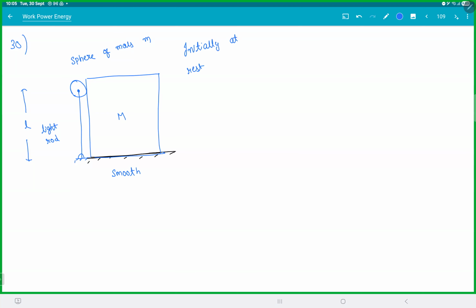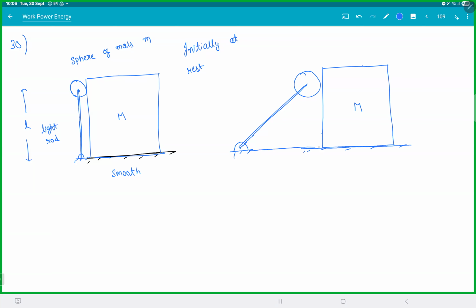Then what will happen? The spear will start falling down. The picture becomes like this. The spear will start rotating. And in this process of rotating, it will also push the block forward. So the block also will start moving. This mass is small m, that mass is capital M. And we observe when the angle becomes 60 degrees, the block and the spear lose contact. At angle 60 degrees, they lose contact with each other. So they get a small gap.